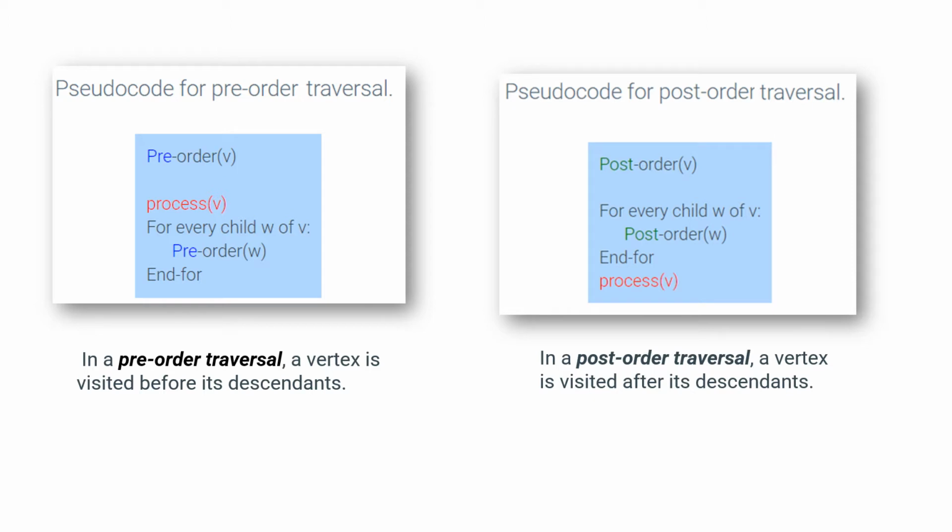So notice we don't process V until this has been called for all of the children of V, and then each child of V would not be processed until all of its children are processed. So the fact that we have this red statement, process V, way at the end there, means that the processing is not going to be done until all of the children are taken care of. So that would be the pseudocode for the post-order traversal.